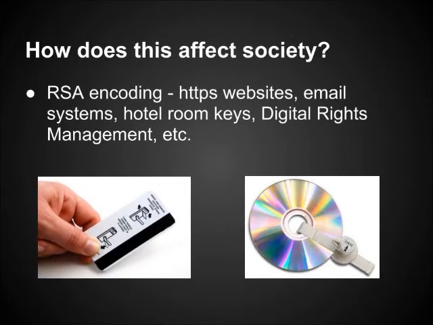How could this affect society? We rely on RSA encoding in our everyday lives. Things that use RSA include websites that use HTTPS, email systems, room cards at hotels, and DRMs, or digital rights management. HTTPS is a secured web page, a system that allows you to purchase things online and not have your identity stolen. This security could be compromised, which would have widespread effects on things like online purchasing and banking. Quantum computers can quickly break any code system that relies on prime numbers, not just RSA codes.